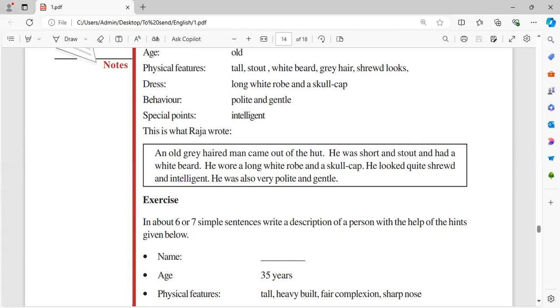An old grey-haired man came out of the hut. He was short and stout and had a white beard. He wore a long white robe and a skull cap. He looked quite shrewd and intelligent. He was also very polite and gentle.